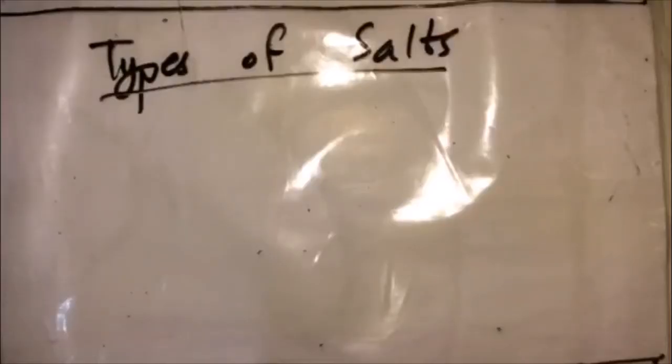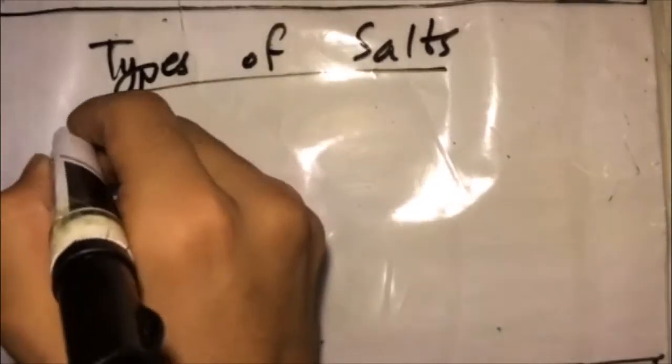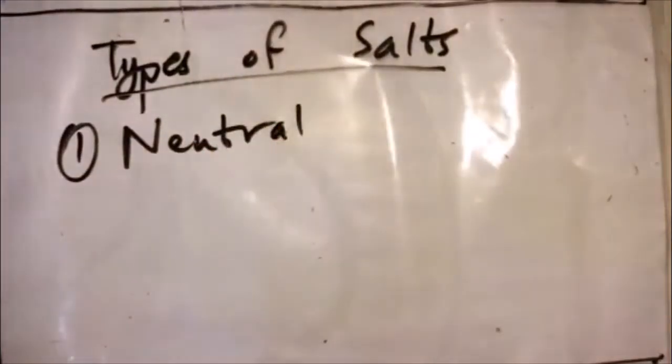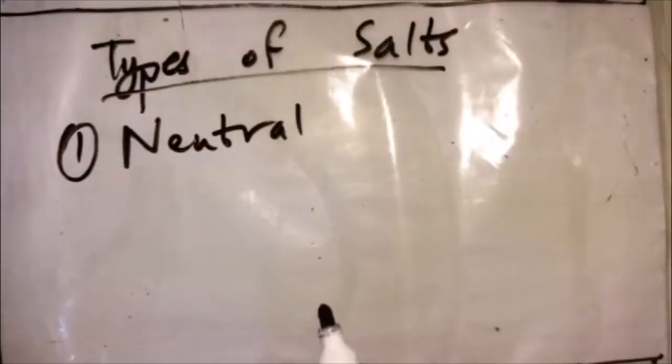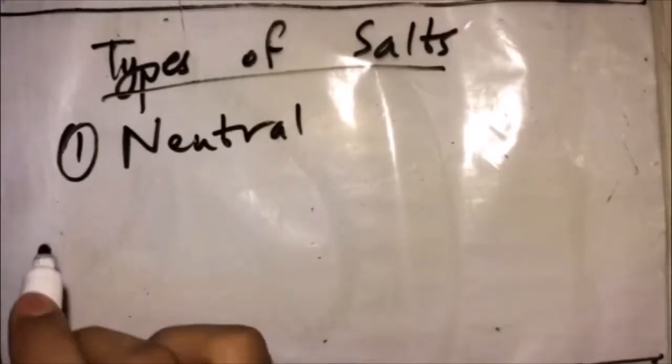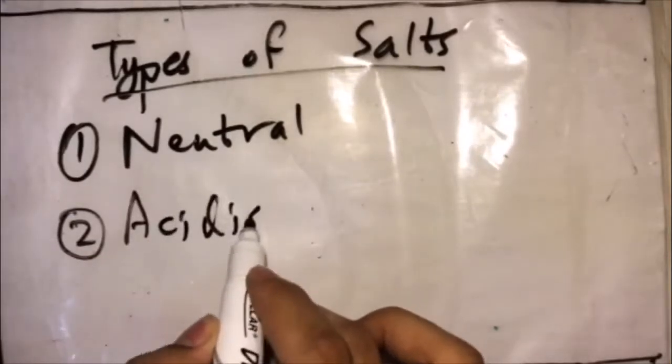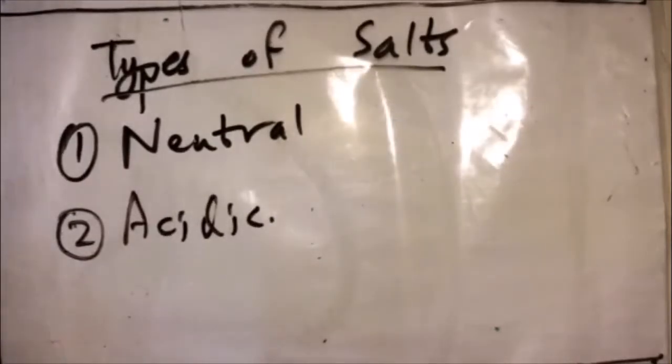There are two types of salts. The first type is neutral salts. A neutral salt is produced when the hydrogen of an acid is completely replaced by a metal. The second type is an acidic salt. An acidic salt is produced when the hydrogen of an acid is partially replaced by a metal.